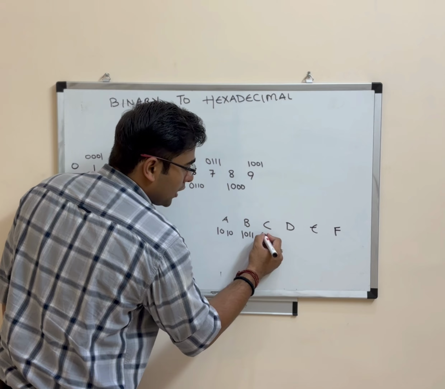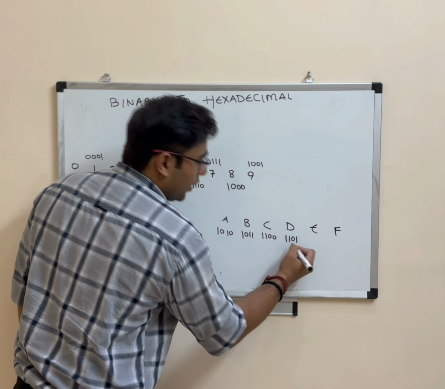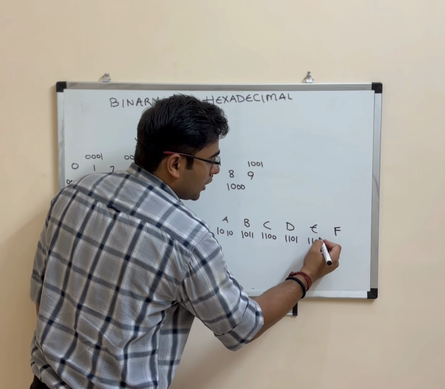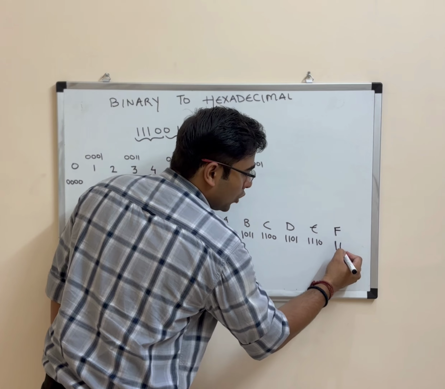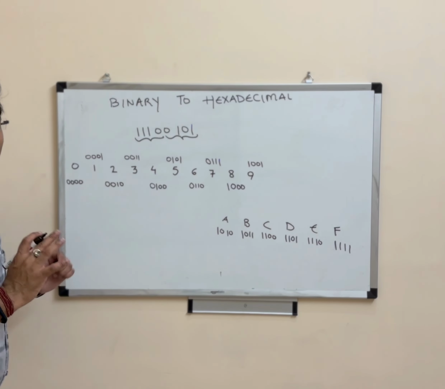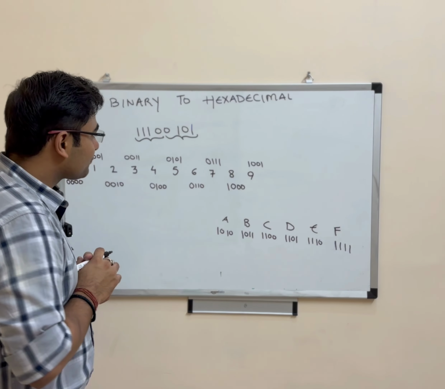C would be 1 1 0 0. D would be 1 1 0 1. E would be 1 1 1 0, and F would come out to be 1 1 1 1. So this is how you make the table for the conversion from binary to hexadecimal.